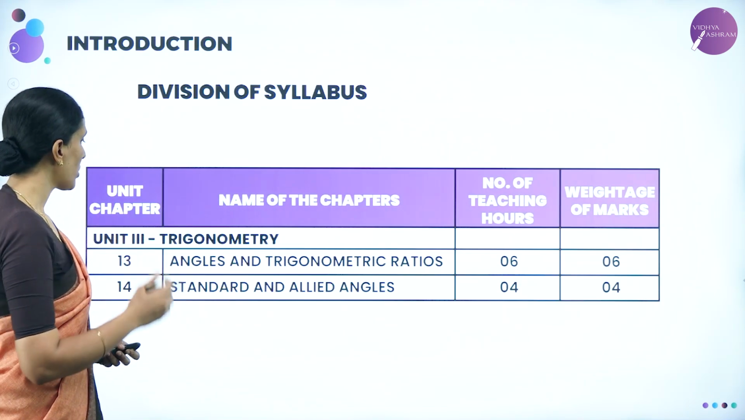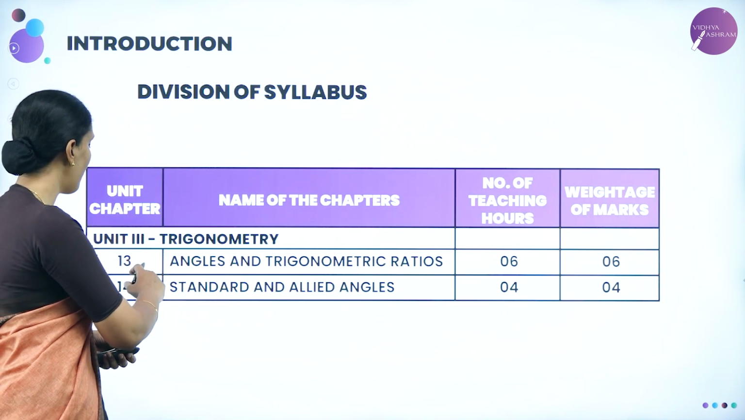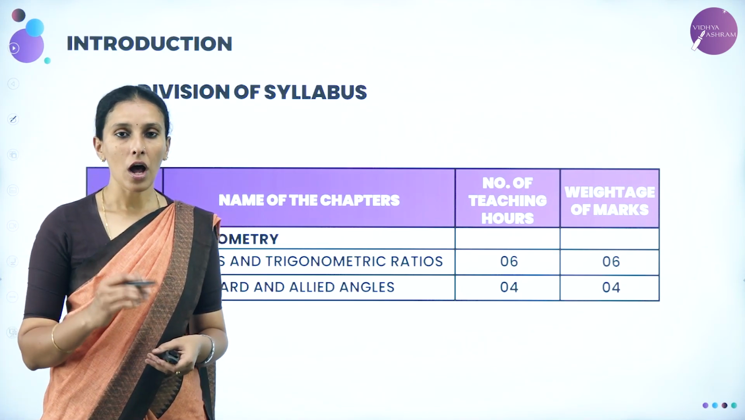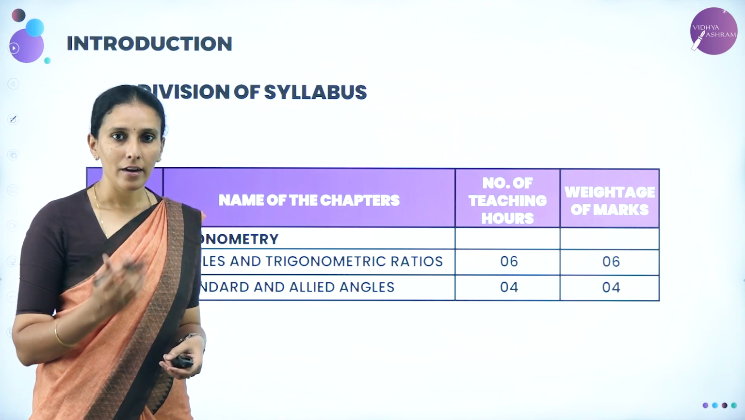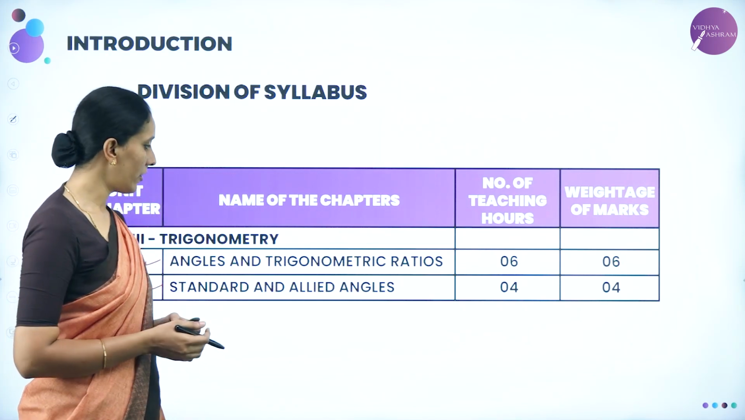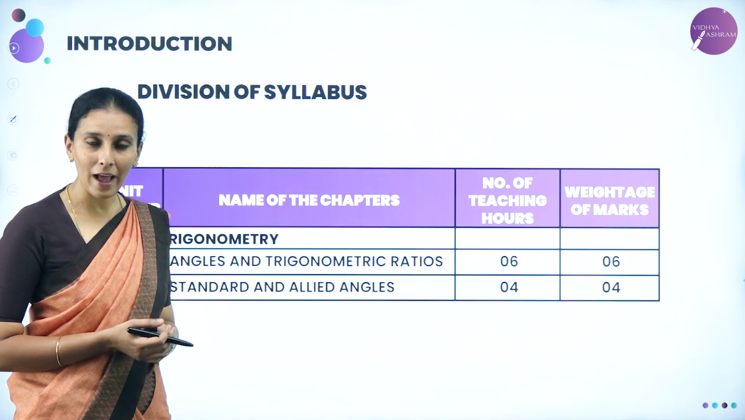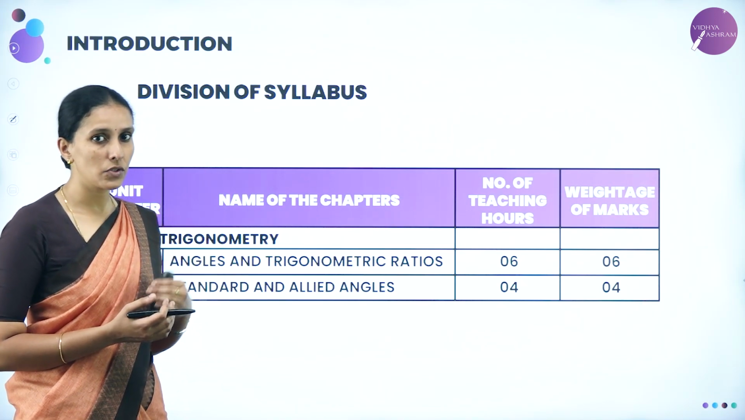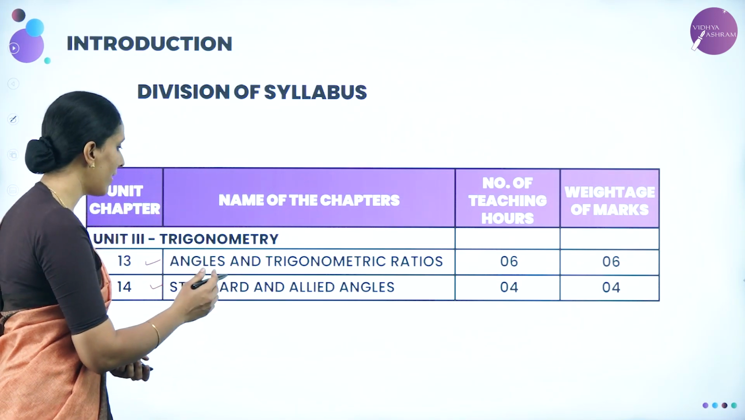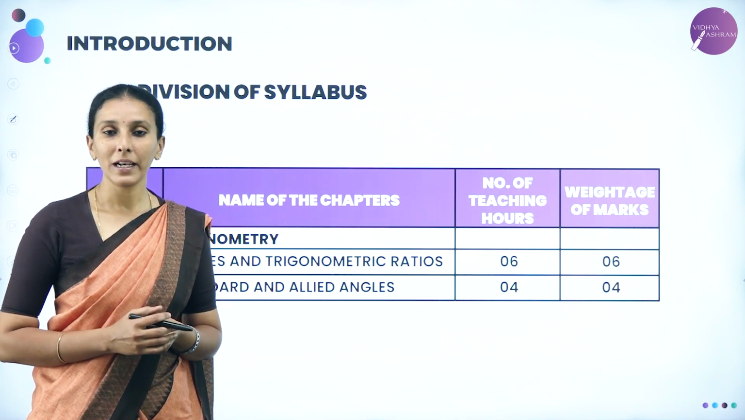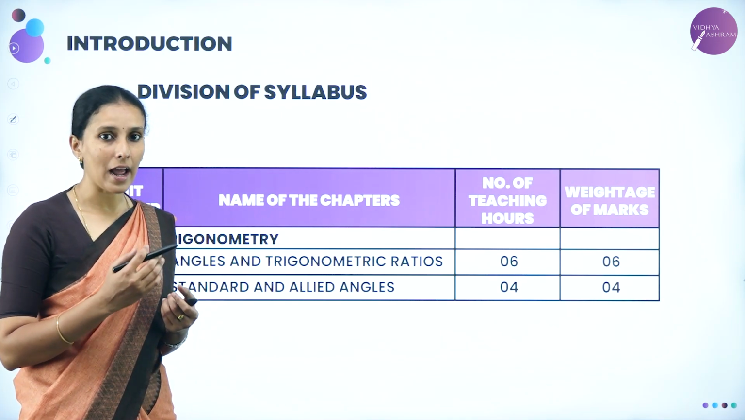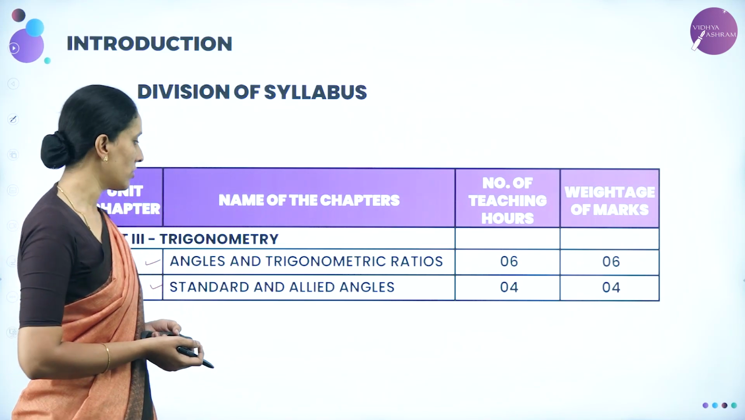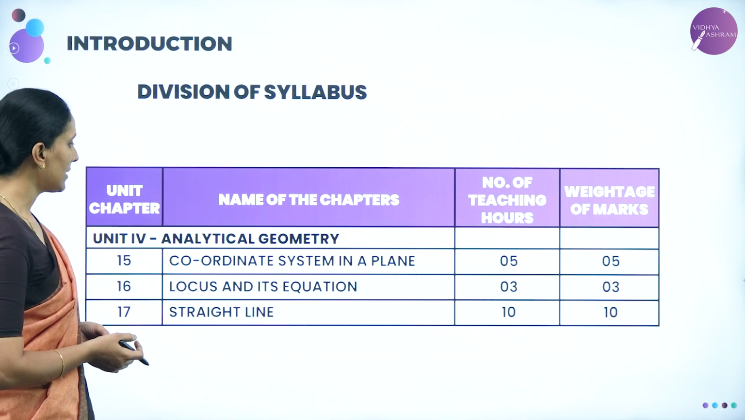Next unit, which contains trigonometry. We have 2 chapters here, angles and trigonometric ratios. How angles are studied under trigonometric ratios, what the standard values are, and how we convert degrees to radians and radians to degrees. Next, you have standard angles and allied angles. You will be learning the standard angles as well as the allied angles in the sum and difference of different trigonometric functions.